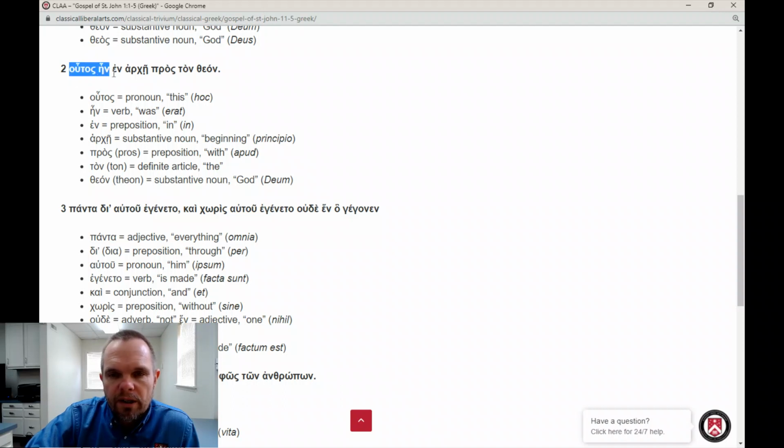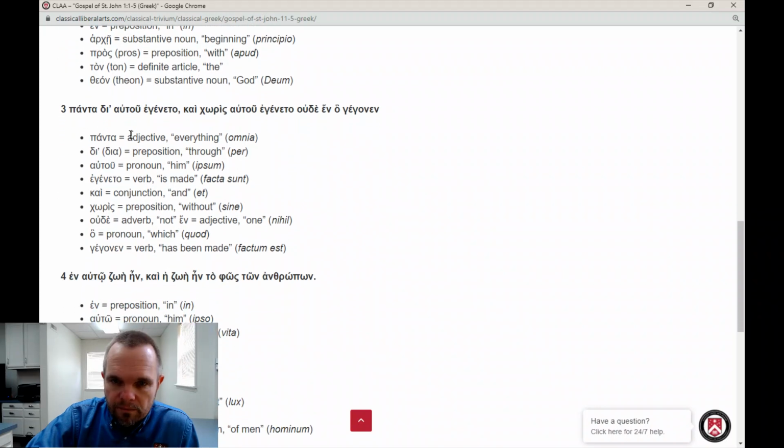Houtos ēn en archē pros ton theon. And again, you see the word-by-word exposition. Houtos means this. Ēn means was. En means in. Archē means beginning. Pros means with. Ton means the. And theon means God. Get to work on the translation exercise until you've got that mastered.